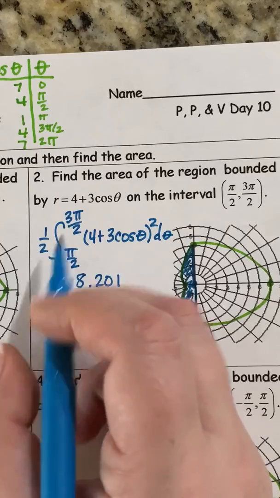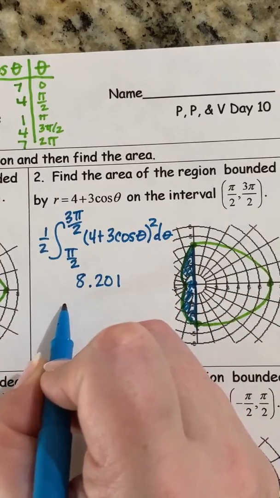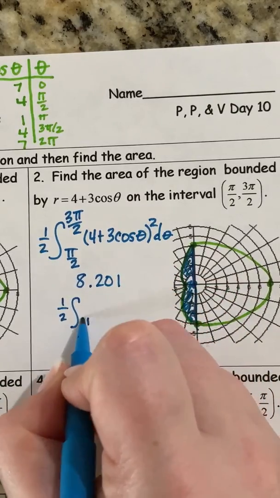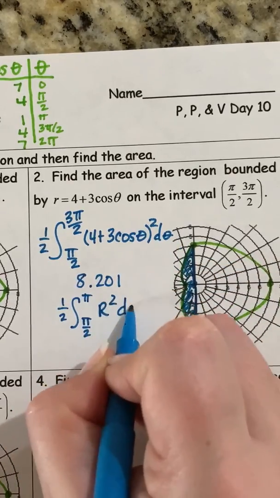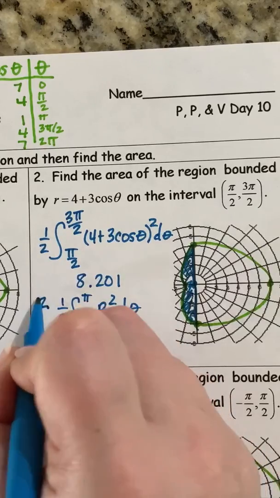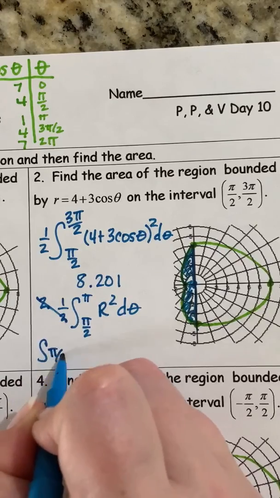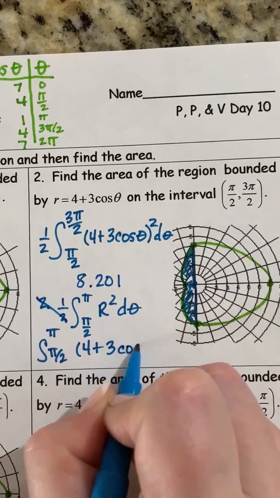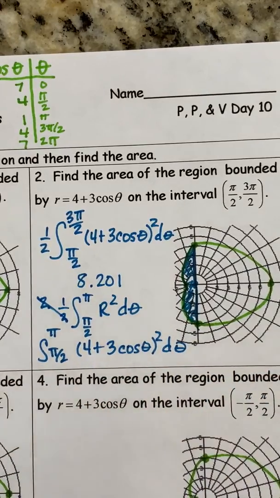Again, it's symmetric, so you could also have gotten the answer by multiplying by 2. You could have done again 1/2 the integral from pi over 2 to pi of that r squared at the top, d theta, and then multiplied that by 2. So the integral from pi over 2 to pi of (4 plus 3 cosine of theta) squared d theta should also have worked. So plug them both into your calculator, make sure they work.